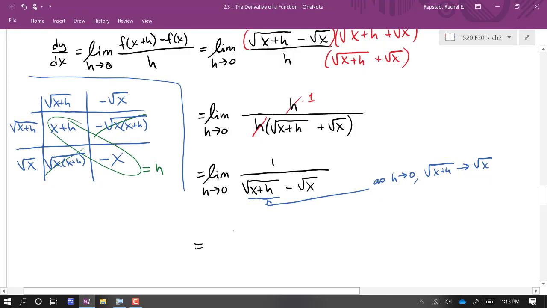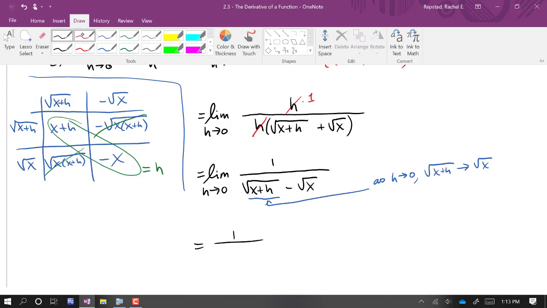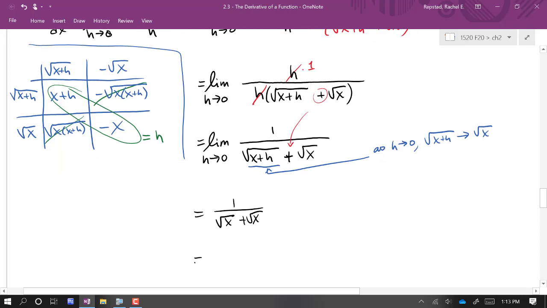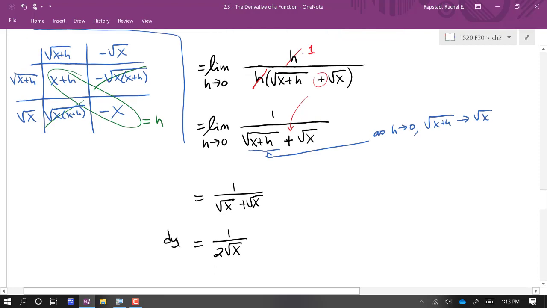We no longer need to write lim. We have 1 over, oh, and for some reason I wrote a minus here when it should be a plus. Let me fix that. So we have root x plus root x. And of course, we should simplify that. That's just 2 root x in the bottom. 1 over 2 times the square root of x. That is dy dx, or y prime, if you like the prime notation.